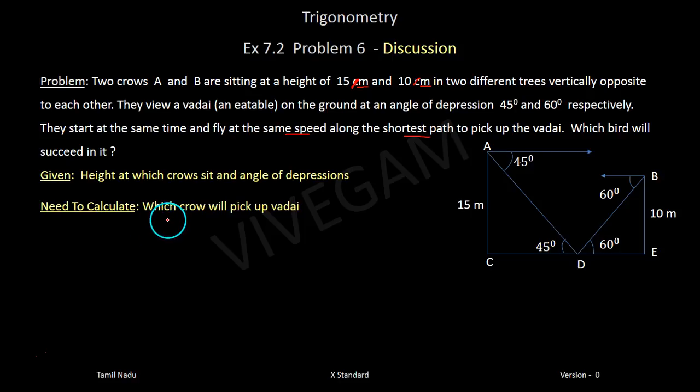Next, what are we asked to calculate? Which crow will pick up the vadai? So whether it is crow A or crow B. But as I say, it is the same speed. The one which has the shortest length will pick up. If AD is more than BD, the crow B will pick up, because this is shorter. So whichever is shorter, that one will pick up, because it is the same speed. And they say it is the shortest path it will take, which means it's always a straight line. The shortest length between 2 points is a straight line. So you just join these two lines.